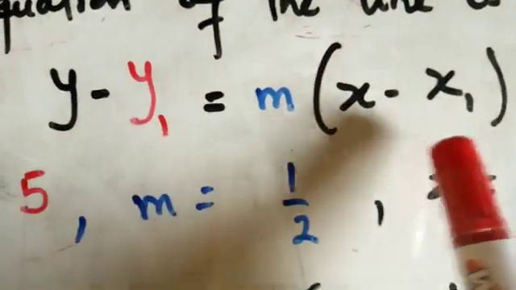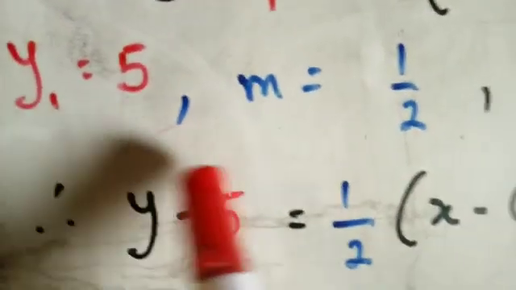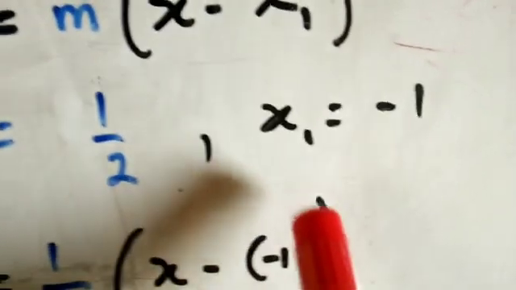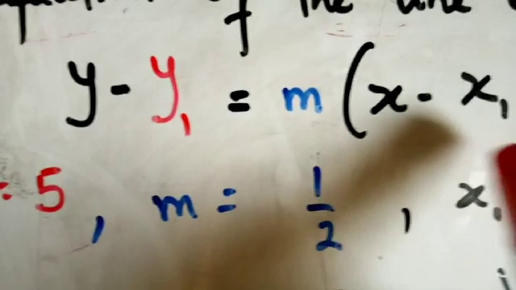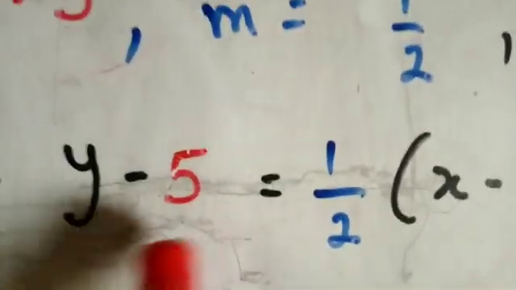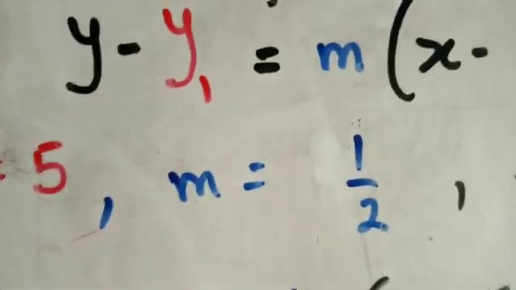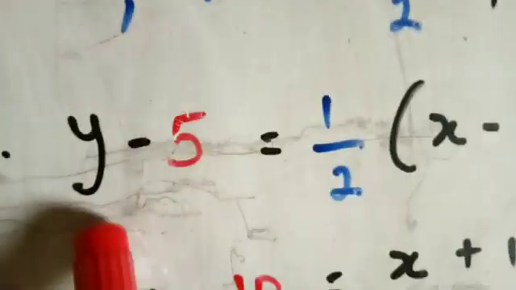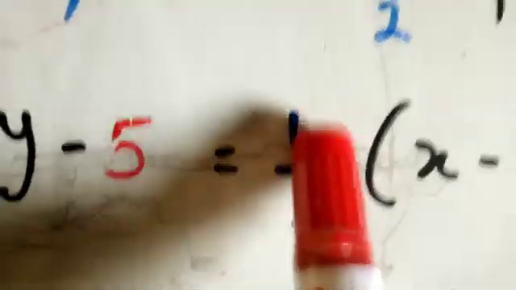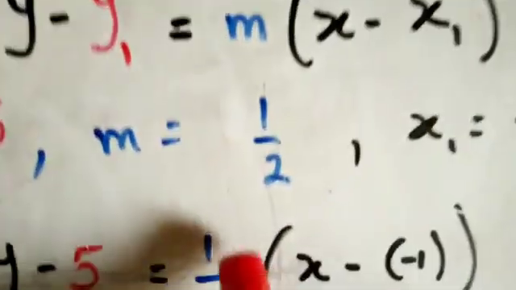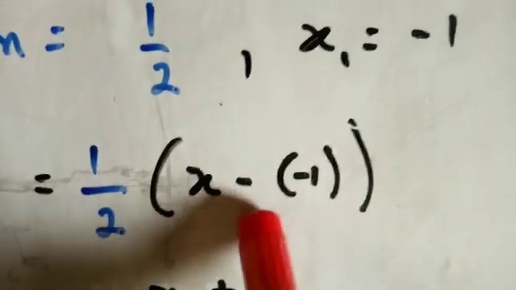So the equation of the line here, now that you know that y1 is equal to 5, m is the gradient, that is 1/2, and the x1 here is the -1. You just need to plug them in, right? You just need to replace them in the equation of the line. Therefore we have y minus 5 is equal to 1/2. We are just replacing from this equation of the line. So 1/2 into bracket x minus (-1).